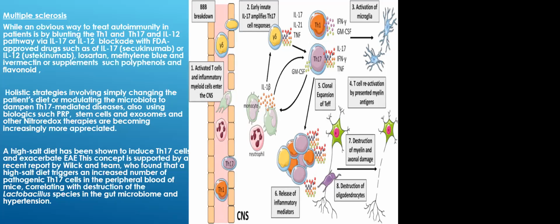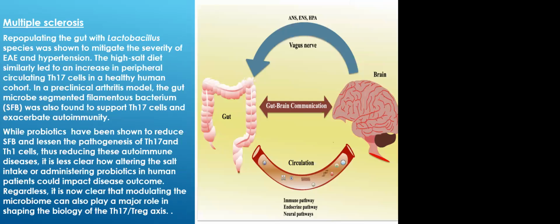And what would happen when you have too much salt? Yes, you would have hypertension. Also, the RAS system will go up too, and leads to hypertension. So repopulating the gut with lactobacillus species, giving them probiotics, was shown to mitigate the severity of the multiple sclerosis and hypertension, right?